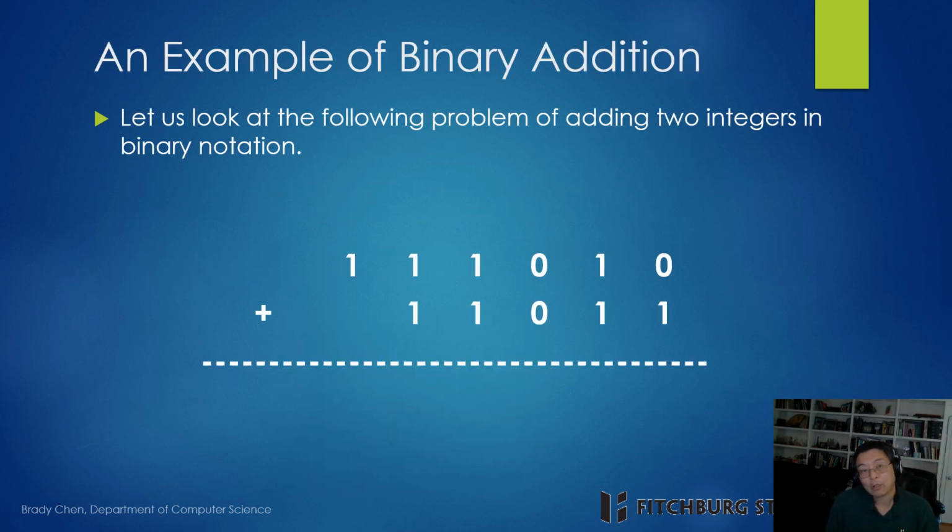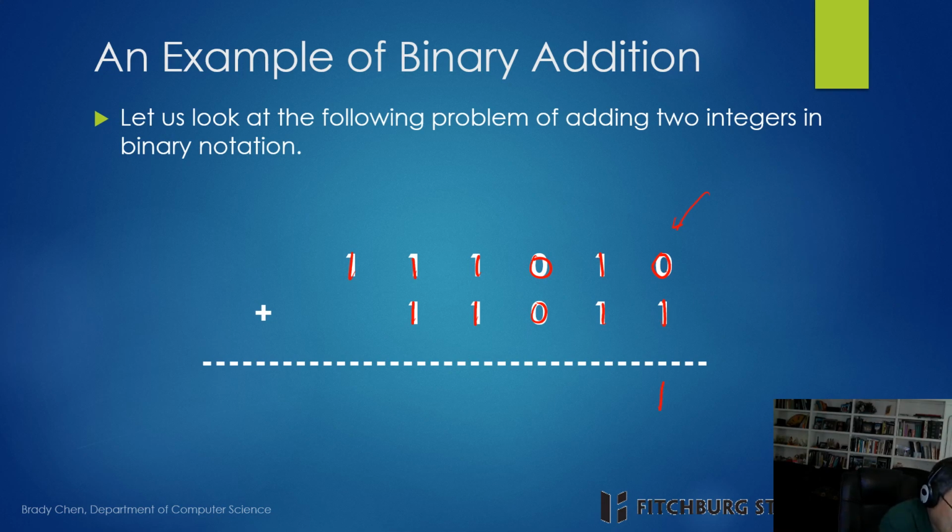Now, let's take a look at another binary addition. In this example, we have two numbers: 1, 1, 1, 0, 1, 0, and the other number is 1, 1, 0, 1, 1. We need to line up the numbers on the same positions, right? So let's start from the ones position. We have 0 plus 1, so we got a 1. There's nothing to carry over to the next position.